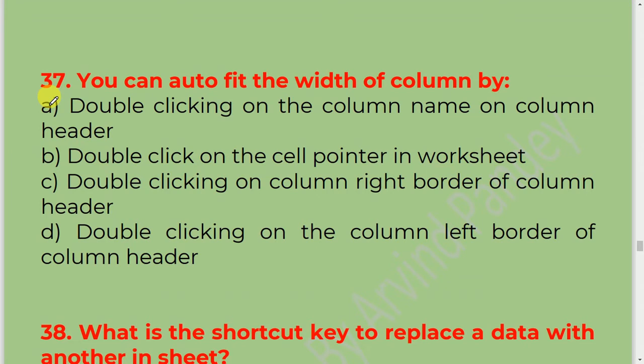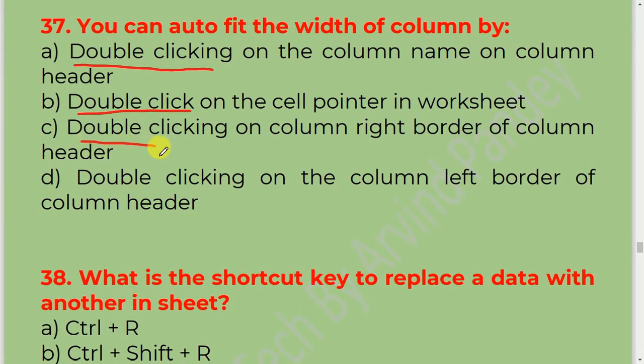You can auto fit the width of a column by option A, double clicking on the column name on the column header; B, double click on the cell pointer in a worksheet; C, double clicking on the column right border of a column header; D, double clicking on the column left border of the column header. So the correct option is option C, double clicking on the column right border of a column header.